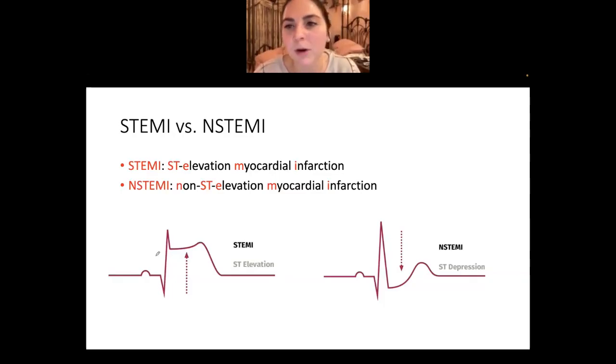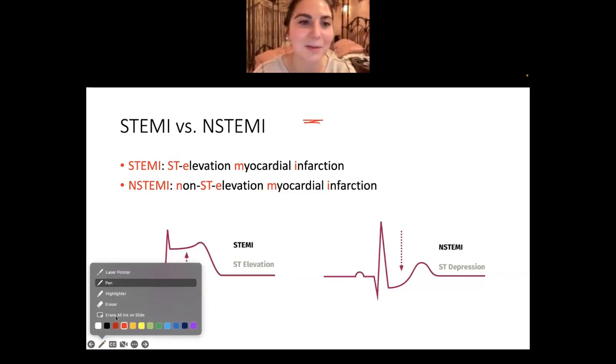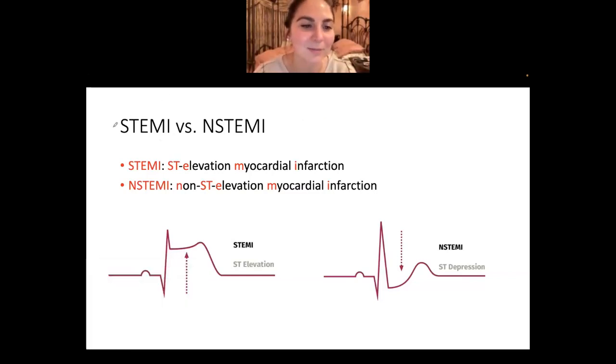But what's most important about STEMIs and NSTEMIs is understanding what an ST segment is. And we talked about what an ST segment is. It's when the ventricles are completely depolarized. Yeah, your minds are going to be blown. I'm really excited because I don't think people realize it.